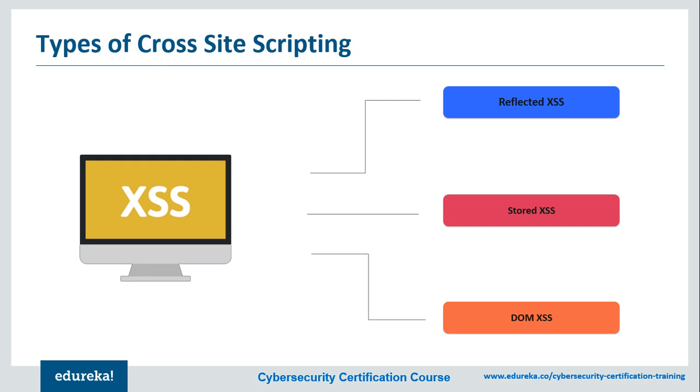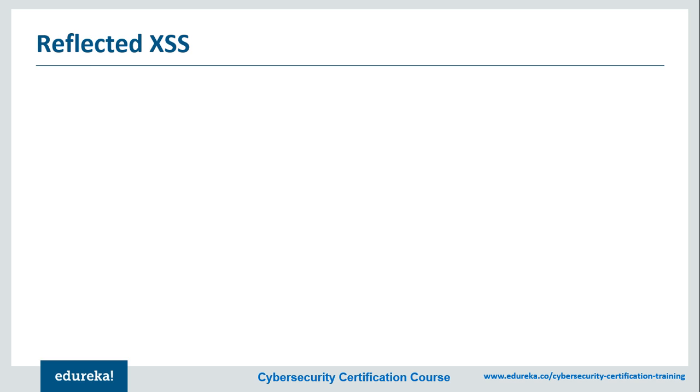Now, cross-site scripting can be classified into three major categories. The first is reflected cross-site scripting, the second is stored or persistent cross-site scripting, and the third is DOM-based cross-site scripting. Out here, DOM refers to the document object model that is used while building web applications. So let's take a moment to discuss the three types of cross-site scripting. The first one we're going to be discussing is reflected cross-site scripting.